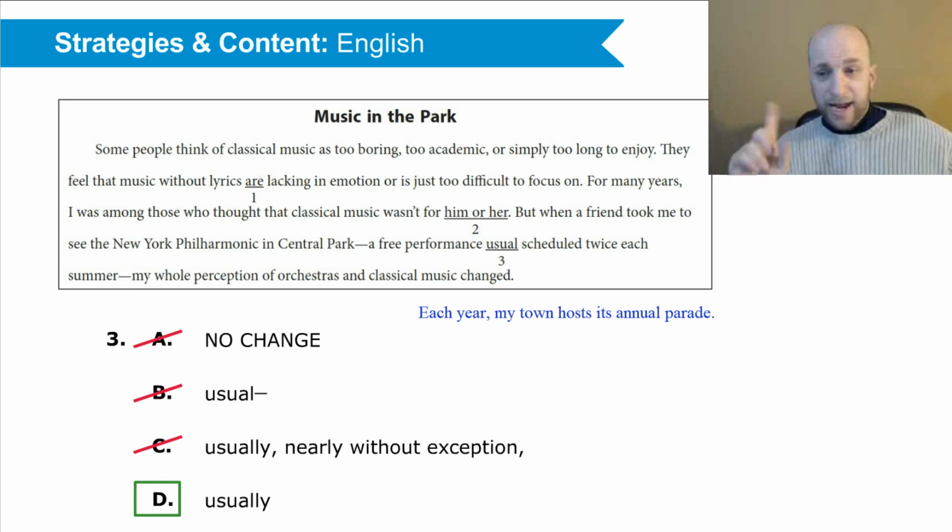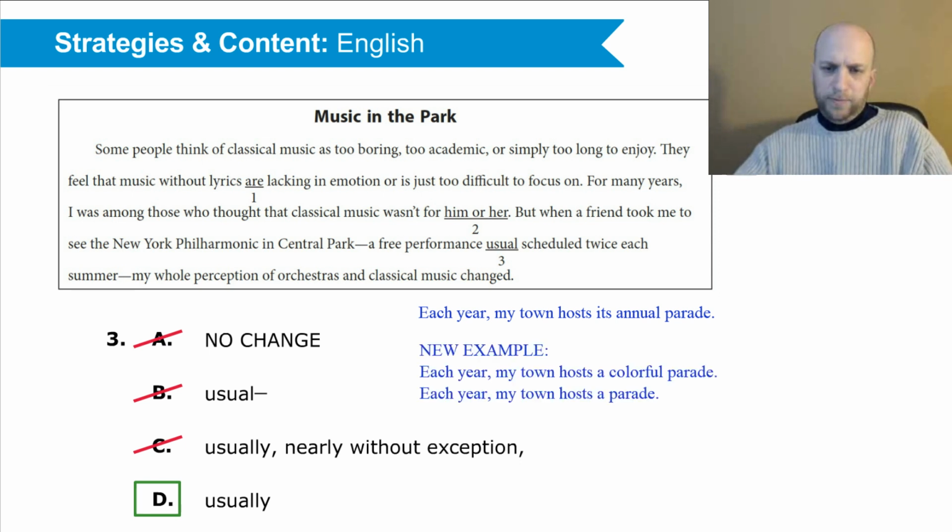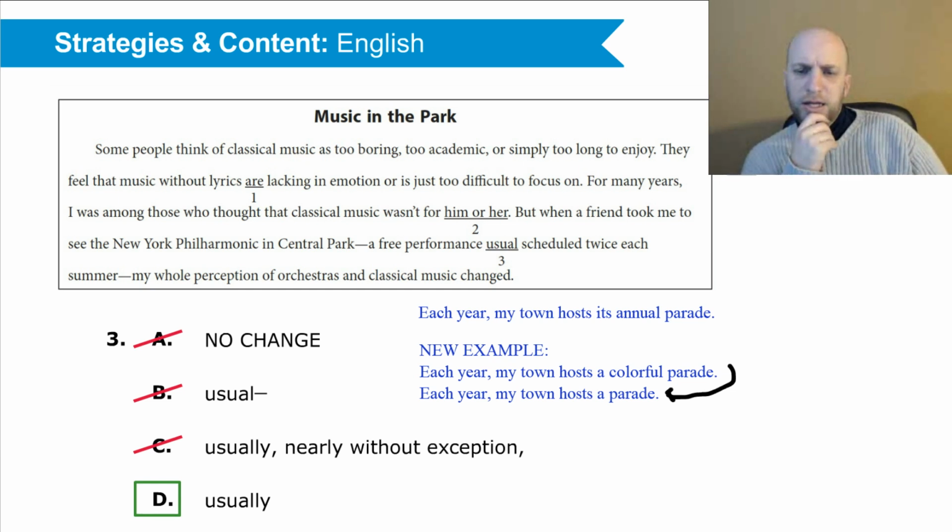Okay, so we got that knocked out. Now let me give you a new example here with kind of the same facts, but a new example. Take a look at my first two items here. Each year, my town hosts a colorful parade. So imagine that was what was written. Should I change that? What do you guys think? Should I change it to this? Is that a good idea? Should I make it more concise? Does my conciseness work on this problem?